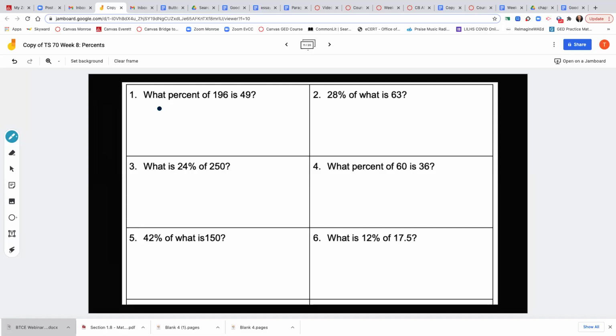Okay, let's look at this next example. Let me choose a nice bright color here. Red. What percent of 196 is 49? What percent? They want to know the P.